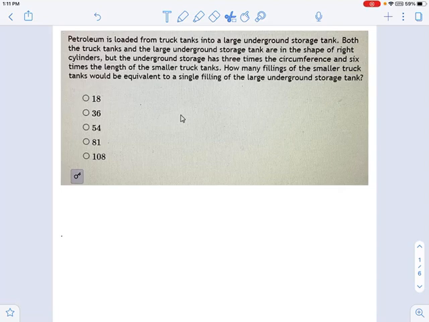In this problem, we have petroleum being loaded from truck tanks into an underground storage tank. And I think the key concept here is that truck tanks are small. I mean, they look kind of big to us, but they're small compared to the size of this very, very big underground storage tank. Both of these tanks, the truck and the underground storage, are in the shape of right cylinders, so that's important.